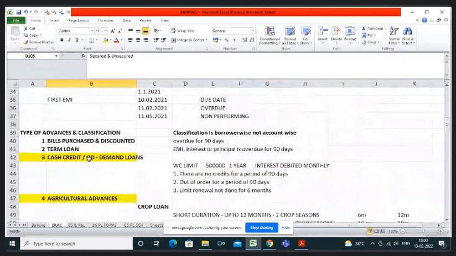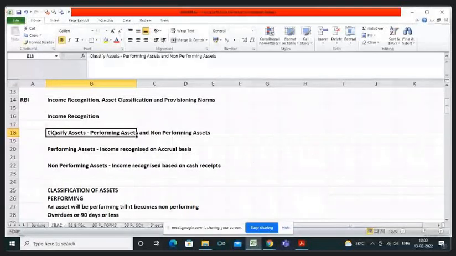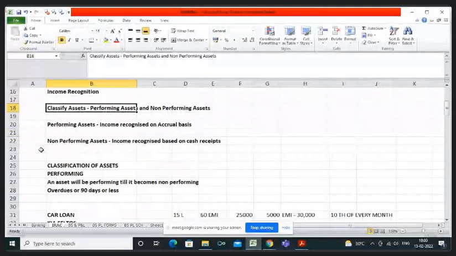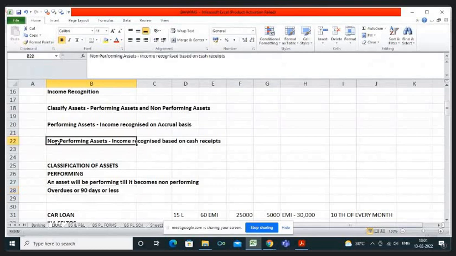So what is income recognition? We have to classify the assets based on performing assets and non-performing assets. What is a performing asset? An asset will be performing till it becomes non-performing, if the repayments of interest, installment and principal are made on time or the overdues are 90 days or less. If the overdue crosses 90 days, it becomes a non-performing asset.